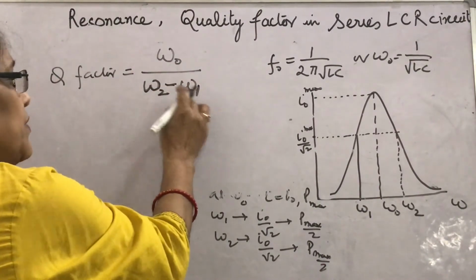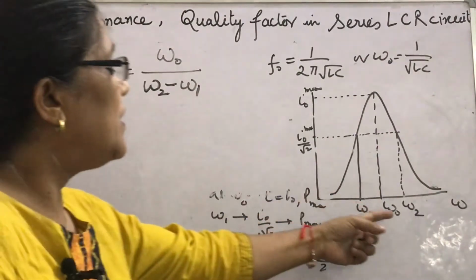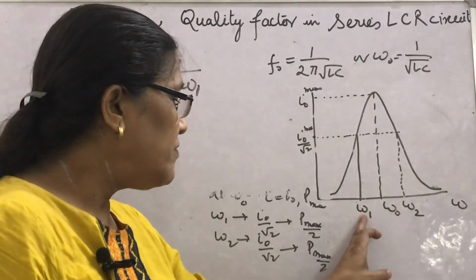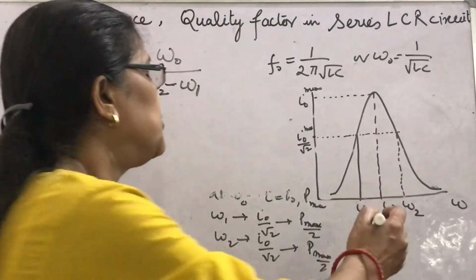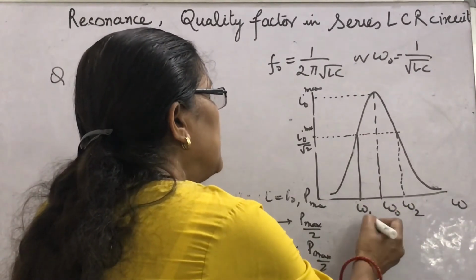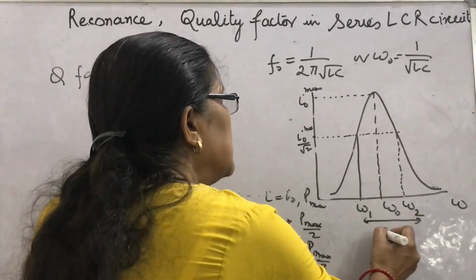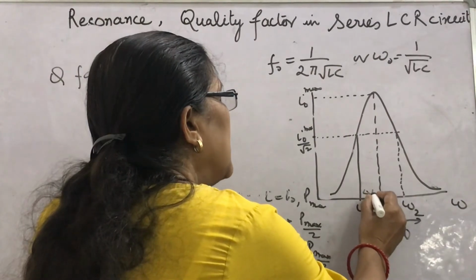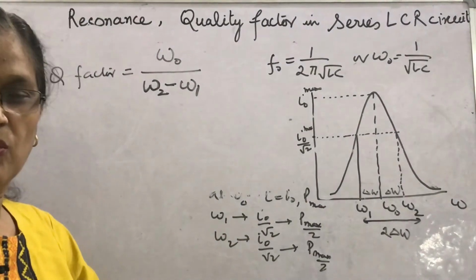What is this omega 2 minus omega 1? Omega 2 is above the omega naught, omega 1 is slightly less than the omega naught, but these two, omega 1 and omega 2, are symmetrical to omega naught. That is, if the two are written with twice delta omega, then this value is delta omega and this value is also delta omega. So what can be said?